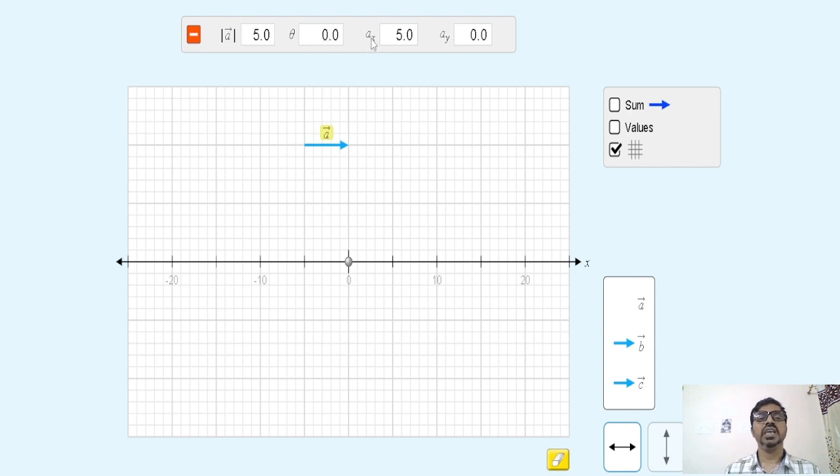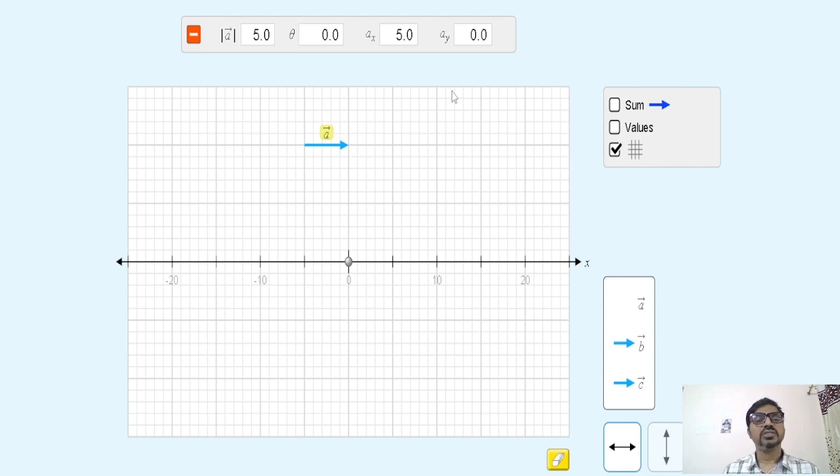And you have the next one, a suffix x, ax, as they call it. It is a component of the vector along the x-axis, or the influence of the vector along the x-axis. Because the vector is along the x-axis only, it has its complete influence along the x-axis. So the entire 5 units of the vector is directed along the x-axis only. And what about ay? It is the influence of the vector along the y-axis, the component of the vector along the y-axis. Because it doesn't have any orientation in the y direction, it has no influence. So a vector along the x-axis does not have any effect along the y-axis. That's the meaning of it.